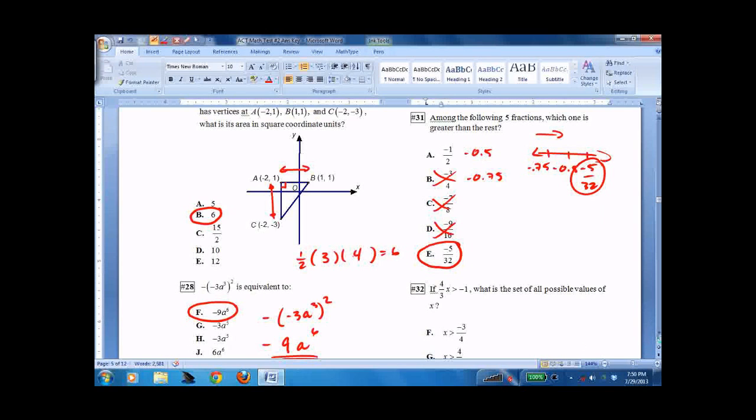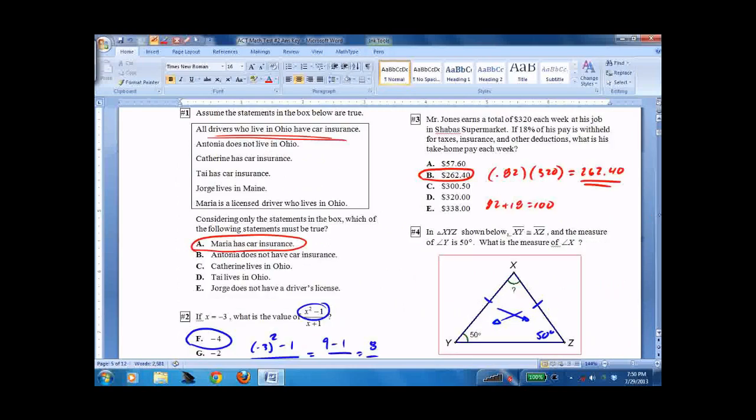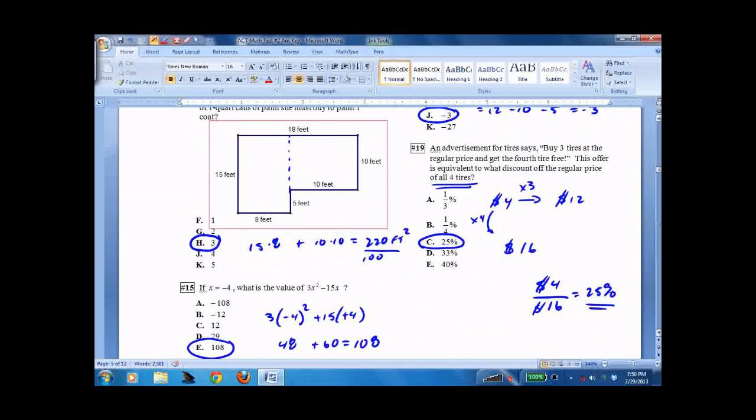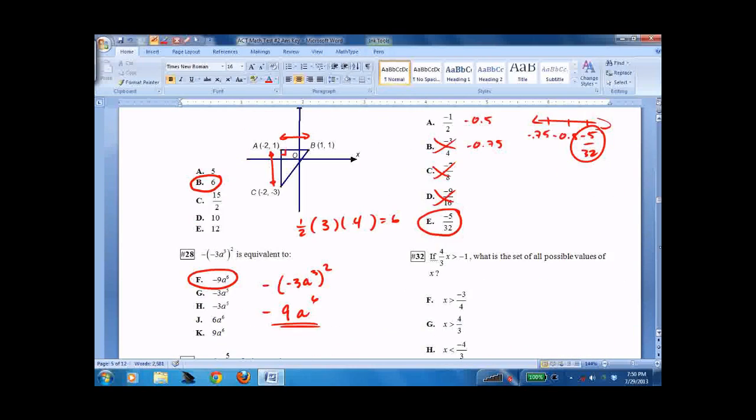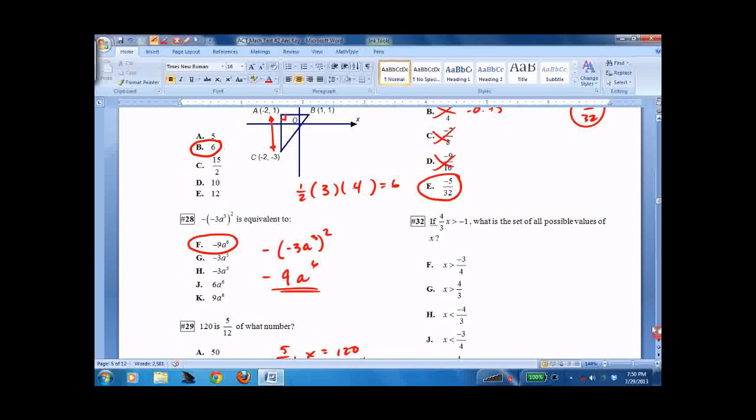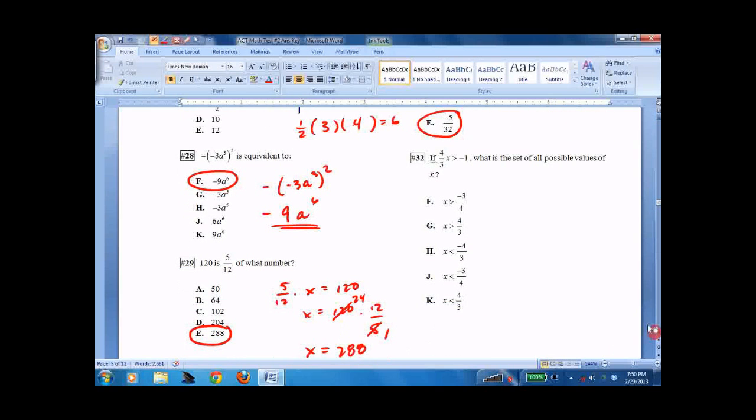Number 32. Oops. If 4/3 x is greater than -1, what's the set of all possible values? In other words, solve this thing, please. Multiply by the reciprocal on both sides. X is greater than -3/4.